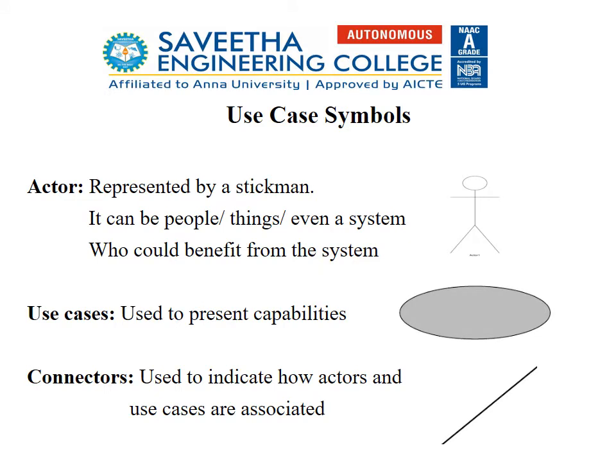So these are some of the use case symbols we use to draw a use case diagram for the given project. First, actor. This actor is represented by a stickman. It can be a people or a thing or even a system. Who would benefit from the system is called as actor. Next, use case, which is used to represent capabilities. The ellipse represents use case. This is used to represent the capabilities of a system. Next, connectors. This used to indicate how actors and use case are associated with each other.